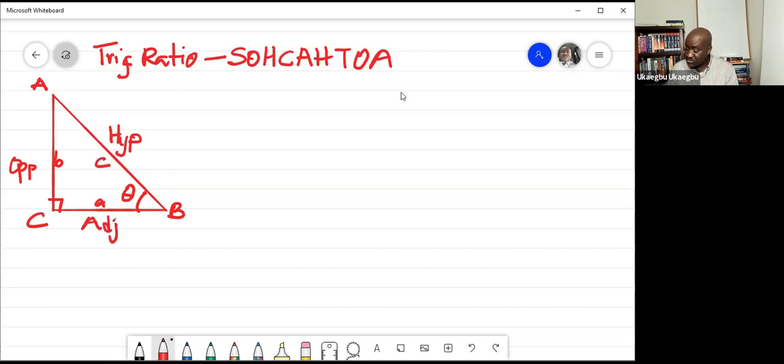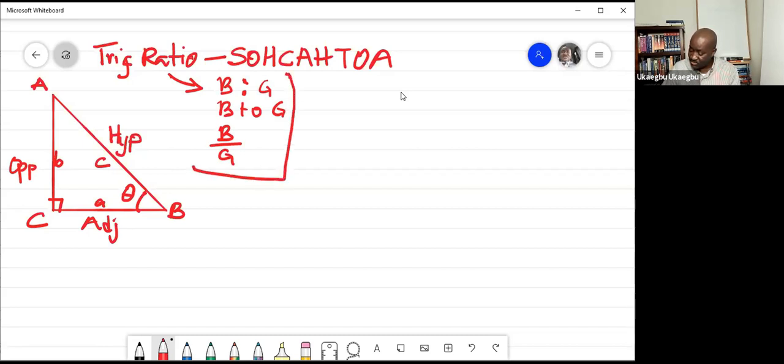And then the other side of it is the adjacent. All right. So trig ratio. From the word ratio, we can represent ratio in three different ways. Ratio of boys to girls, we can represent it with dots, as B to G, and as B over G. So now that's just regular ratio.